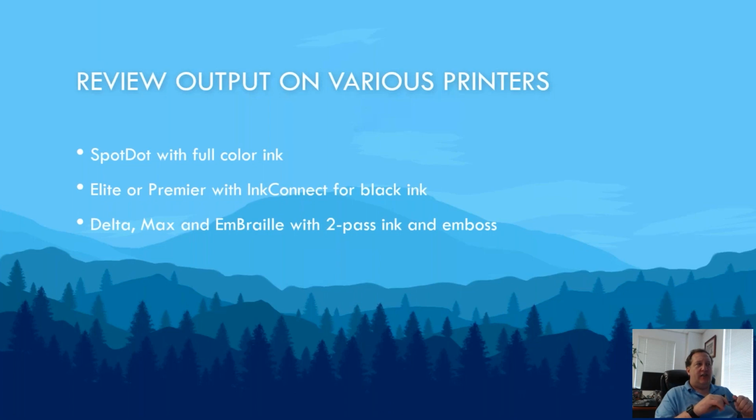So the other thing, I do a lot of stuff too, just because the Delta is a cut sheet printer, so it's really easy to find lots of different sizes of paper and different thicknesses of paper, and you can run them through a standard laser printer. So the Delta has a stack feeder, the Max and the Braille have single sheet feeds. So again, you can do a lot of cool creative things with an HP LaserJet or inkjet or whatever printer you have laying around, and do a 2-pass ink and emboss type of stuff. Or just if you want to have the interline text on there and you don't have our Spot Dot or Elite Premier with InkConnect.